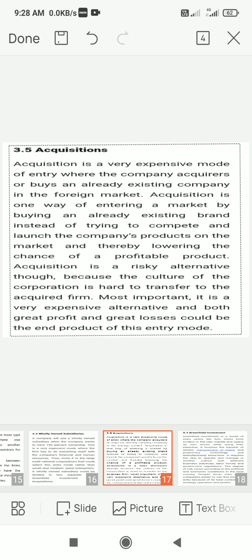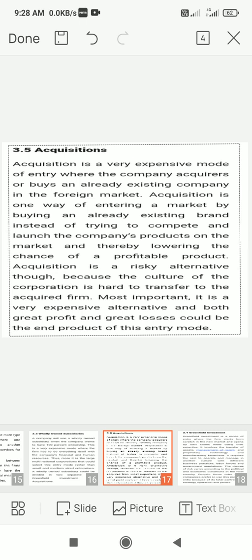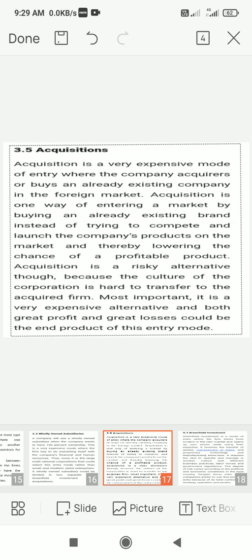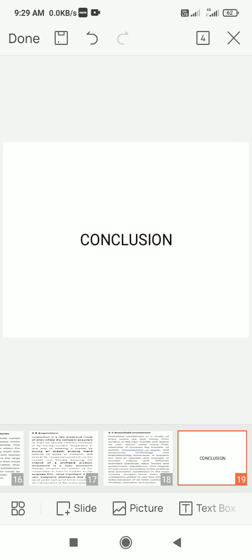Okay, it's actually not compulsory that you have to write in ascending order. You can write the last one also before the first one. So the next one is called acquisition, and after that greenfield investment, and then the conclusion. There is nothing much to say about this topic in the conclusion, but I would like to say that this is a simple explanation about this topic.